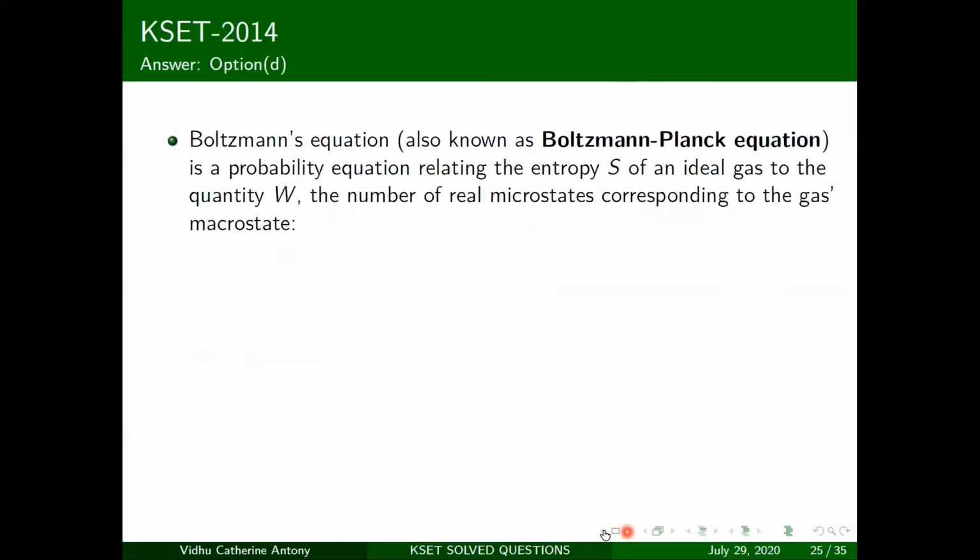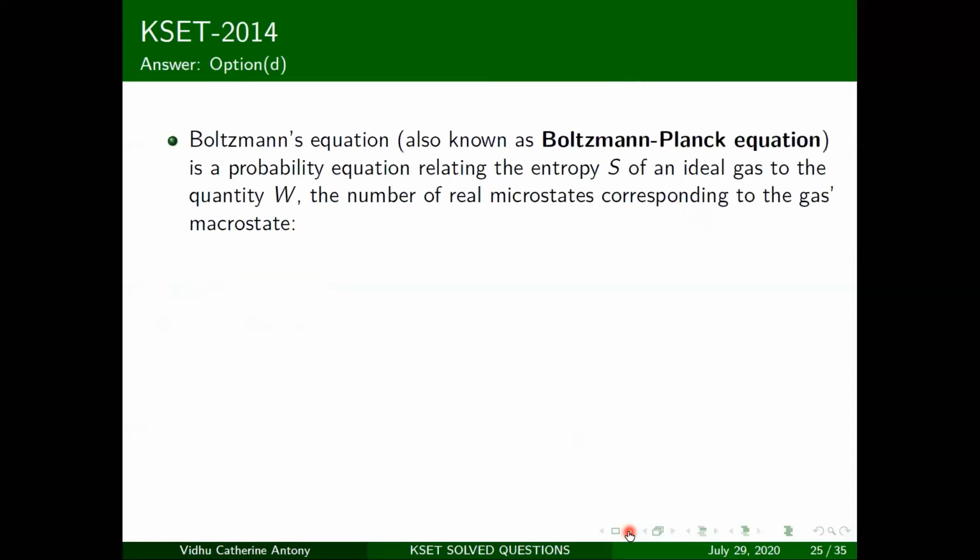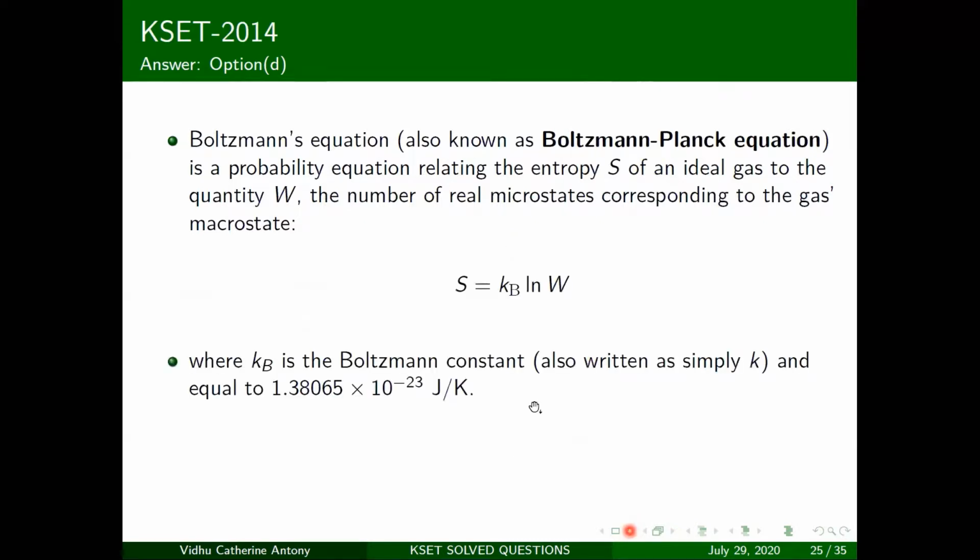This famous equation is engraved on his tombstone: S is equal to k_B ln omega. It is basically called the Boltzmann-Planck equation. It relates your entropy and the number of microstates. When you're talking about the probability, you're saying the number of microstates corresponding to a particular macrostate. A macrostate is basically temperature, pressure, things like that, and microstates are the actual states of the system individually, corresponding to that particular temperature. I think you know all this.